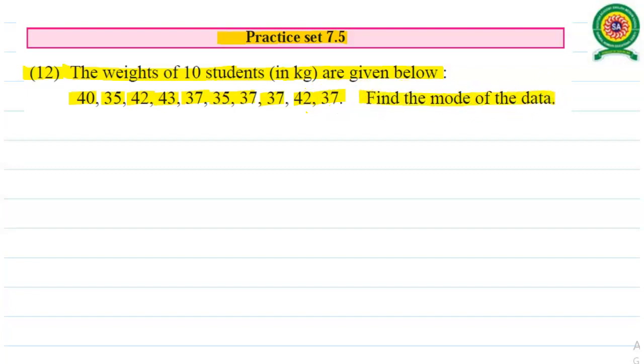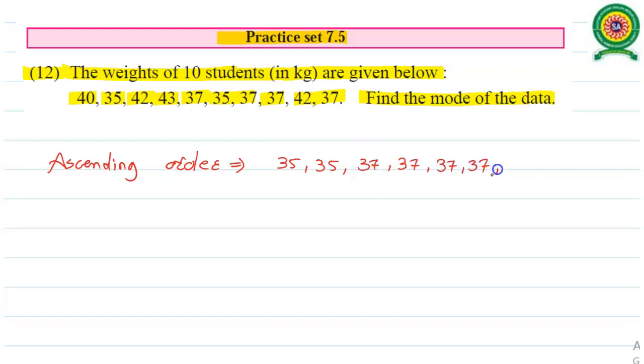So for finding the mode, first of all I am rearranging the data in ascending order. So the ascending order of the weight of 10 students in kg is of the form: 35 is repeated twice, so 35, 35. 37 is repeated 4 times, so 37, 37, 37, 37. Then 40 once only, 42 twice again, and the last we have 43.